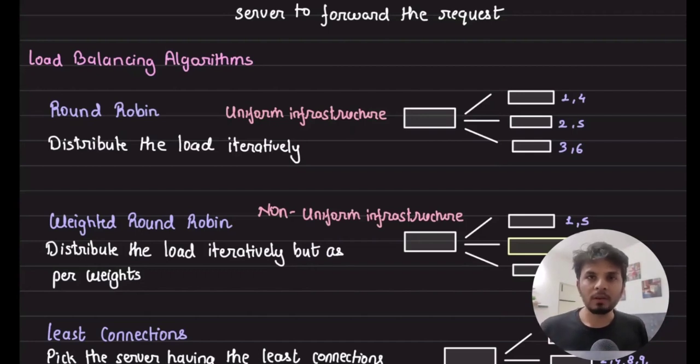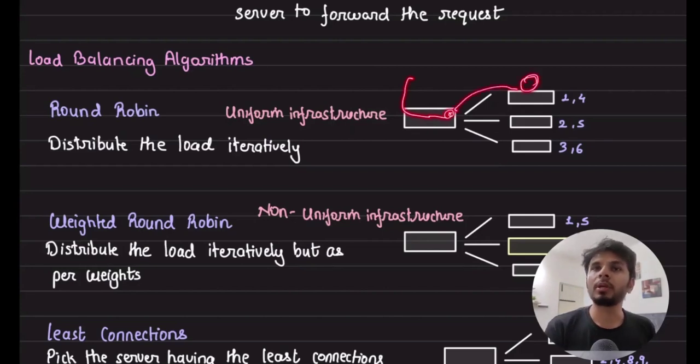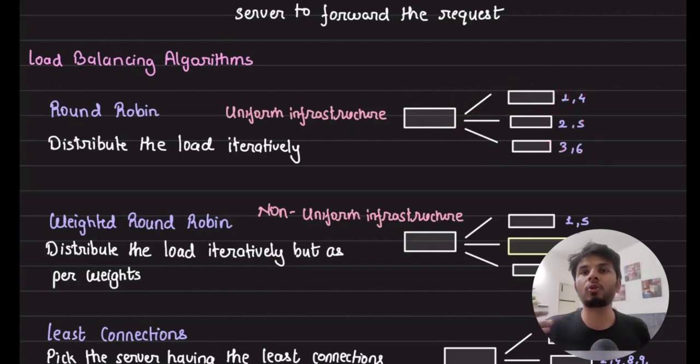So in round robin, whenever a request comes to the load balancer, it picks the first server to forward the request to. The second request goes to the second server. The third request goes to the third server. The fourth request goes to the first server again. So it goes in round robin fashion: 1, 2, 3, 4, 5, 6, 7, 8, 9, 10, 11, 12, 13, 14, 15, so on and so forth.